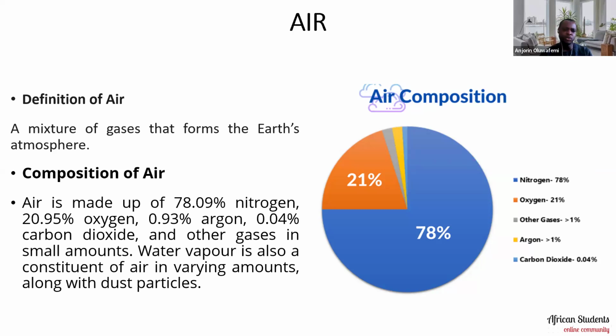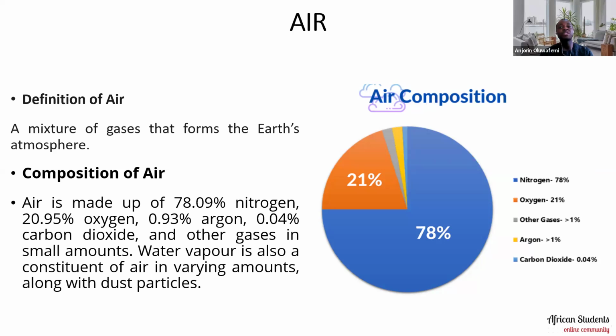Okay. Now let's look at the composition of air. Air is made up of different gases. We've established this before. And they exist in varying proportions. The first composition of air that we should take note of, the predominant composition of air, is nitrogen. About 78.09% of air is made up of nitrogen. That's a very large chunk of air. Then that is closely followed by oxygen.